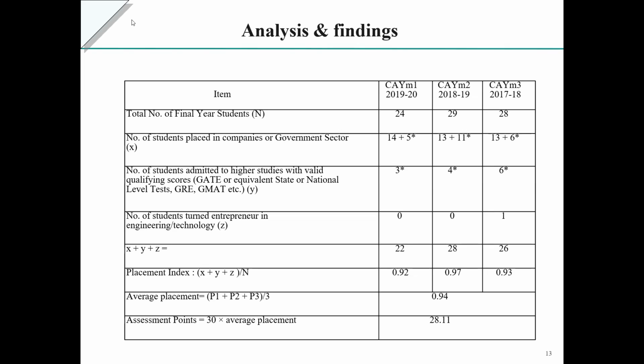So we can find the number of students placed in companies and in the government sector. Then the number of students admitted to higher education, through GATE or national level tests, GRE, GMAT. Then the number of students who turned to entrepreneurship. This is one area we also need to improve. In 2017-18, one of our students is a very good entrepreneur, and he also went on Shark Tank.